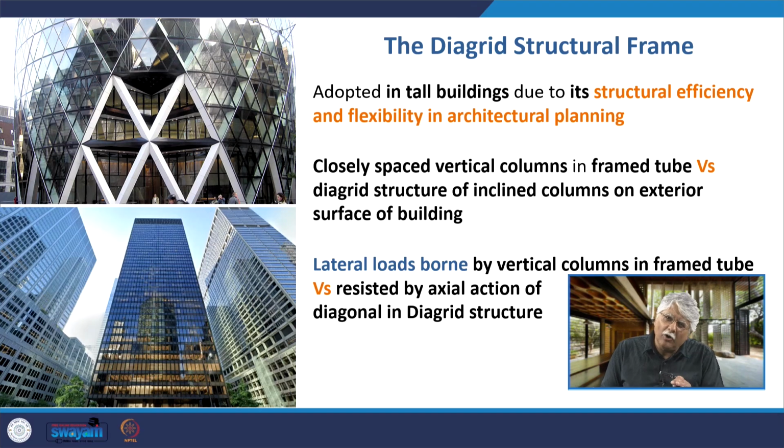It has been adopted in tall buildings due to its structural efficiency and flexibility in architectural planning, compared with closely spaced vertical columns in frame tube structures. This is very different from the Diagrid structure, which has inclined columns on the exterior surface of the building. The lateral loads are borne by vertical columns in frame tube buildings, like for example the Seagram building, but they are resisted by axial action. That means the load transfer takes place axially in the diagonal direction in a Diagrid structure, and I will show you that.